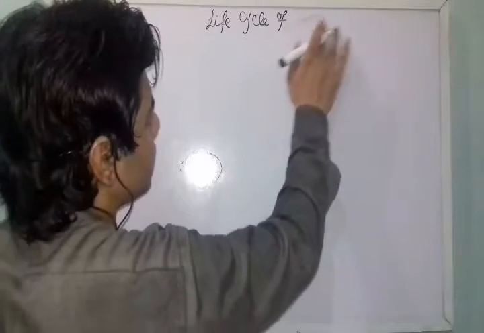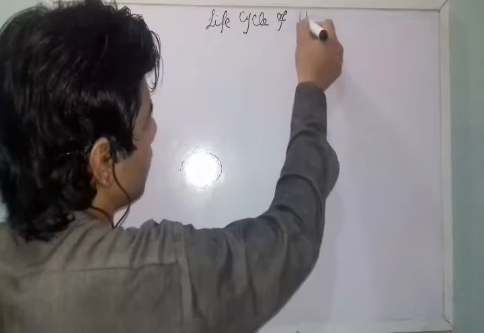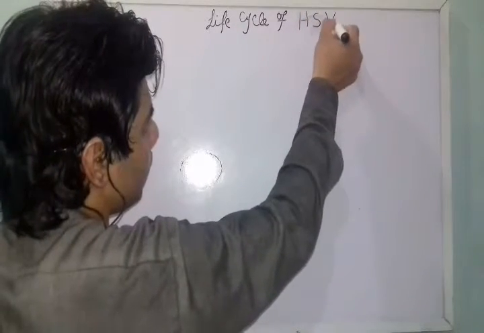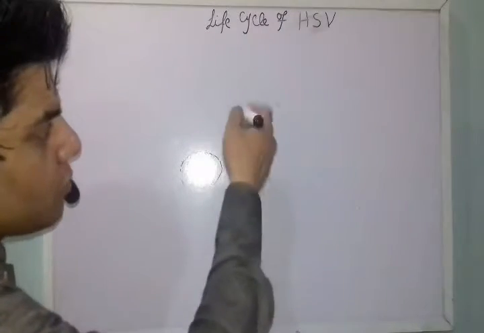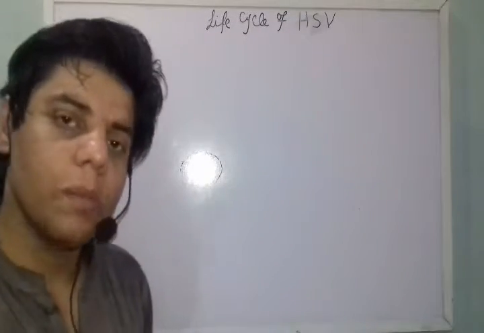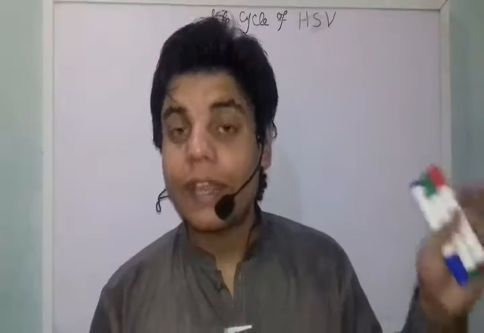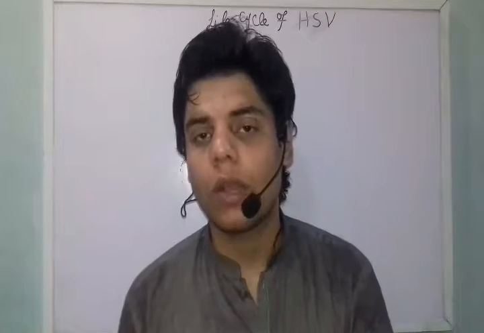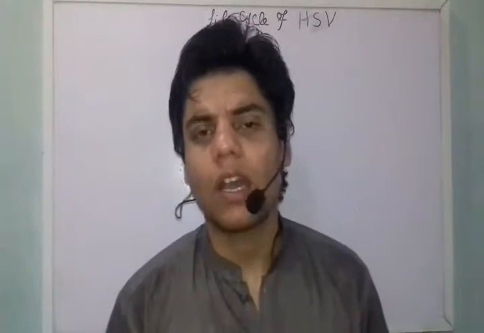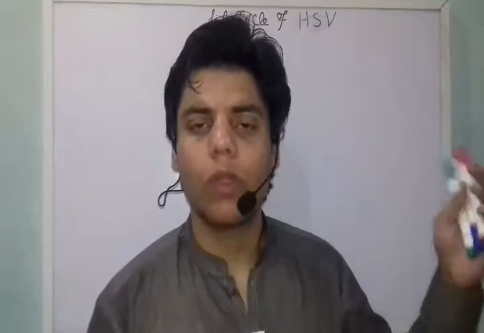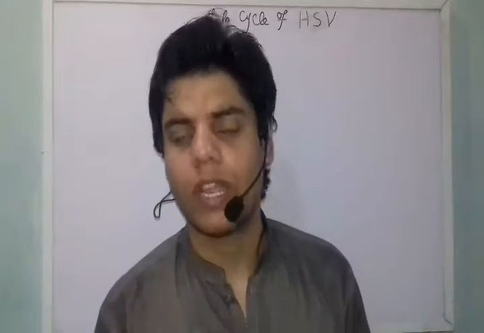In short form, we write HSV. H means herpes, S means simplex, and V means virus. Herpes simplex virus. Herpes simplex viruses can cause herpes inside the human body. Now, what is herpes? Herpes may be in two forms. One we call herpes simplex virus 1, and the second we call herpes simplex virus 2.